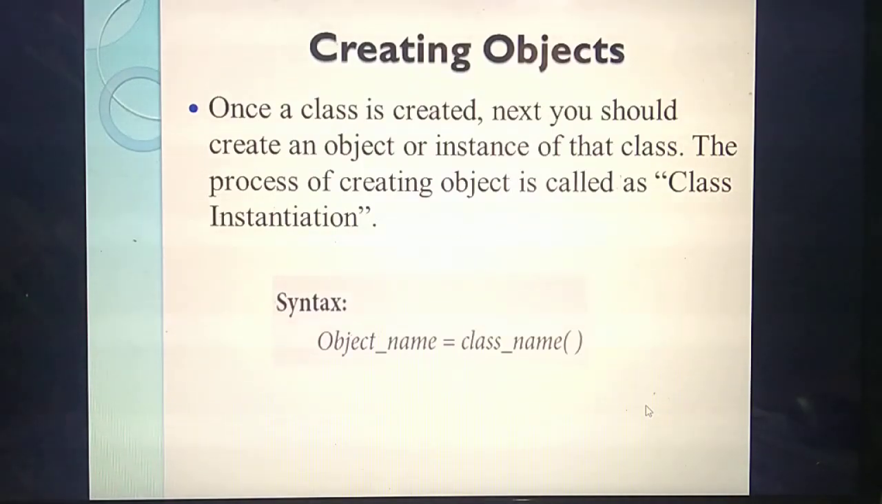Understand the creation of an object? So what's the other name? The process of creation of an object of a class we call class instantiation. What's the syntax? Object name equal to class name of. Understand?